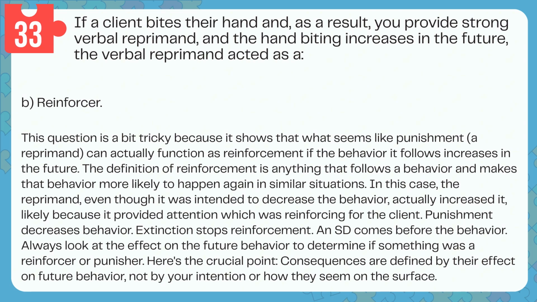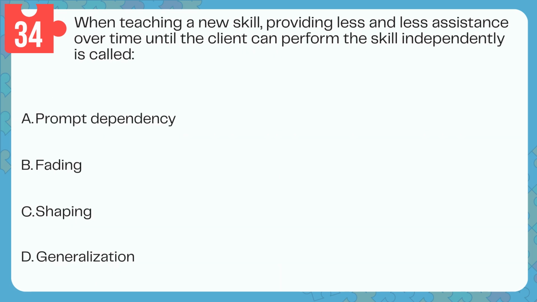Punishment decreases behavior. Extinction stops reinforcement. And SD comes before the behavior. Always look at the effect on the future behavior to determine if something was a reinforcer or punisher. Here's the crucial point. Consequences are defined by their effect on future behavior, not by your intention or how they seem on the surface.